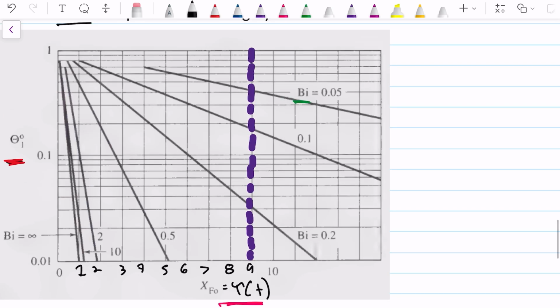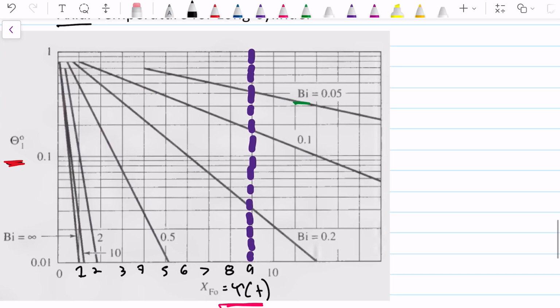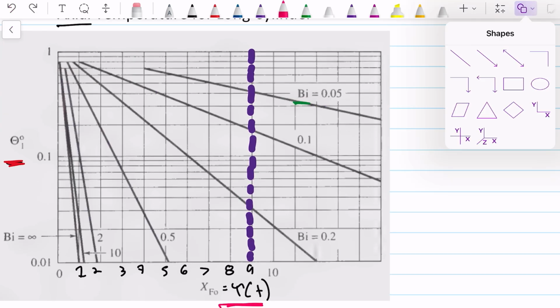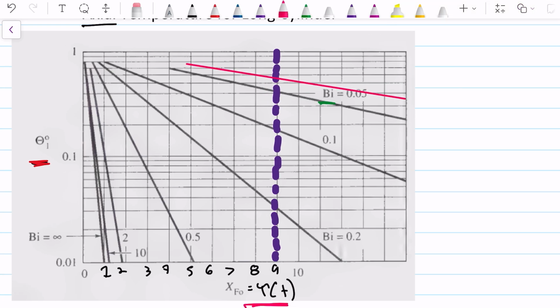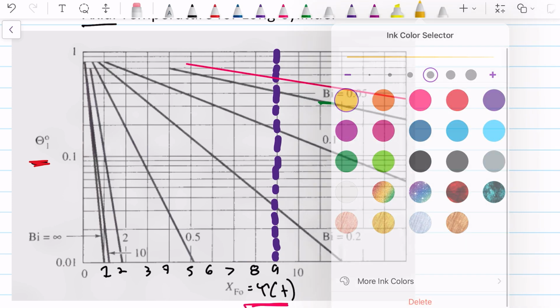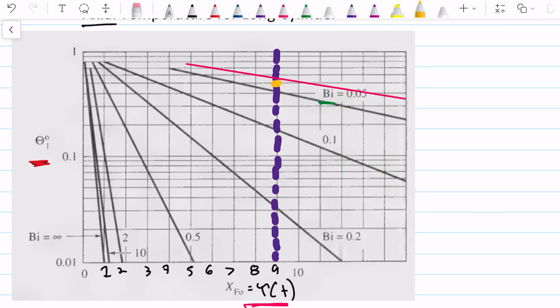And then our Biot is 0.04, which would be just above that. So the line would probably be something like this. It doesn't matter too much, we'll just kind of ignore it. It'd be somewhere right there. That seems like a decent approximation.